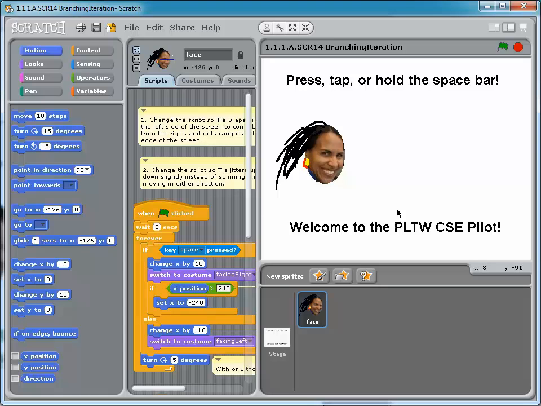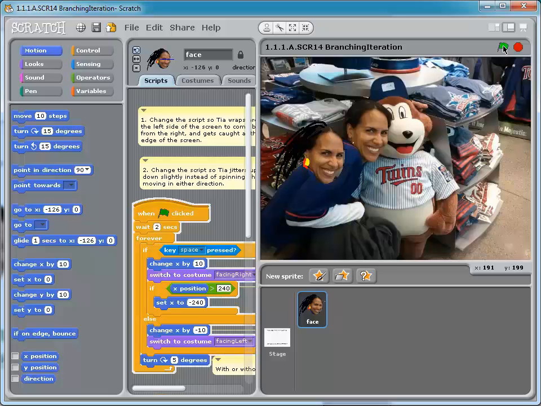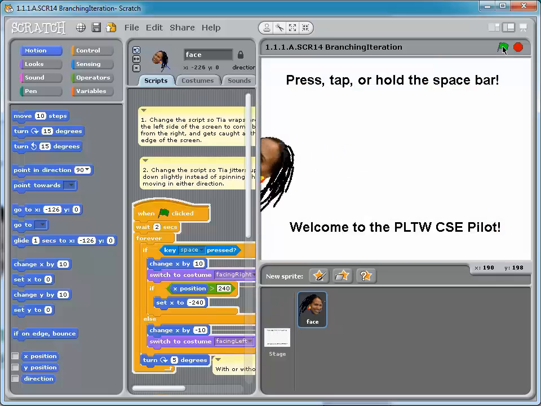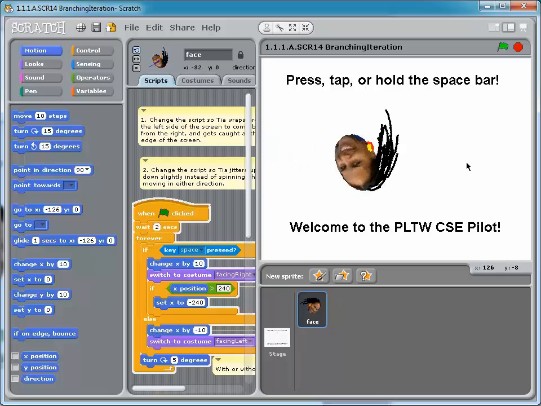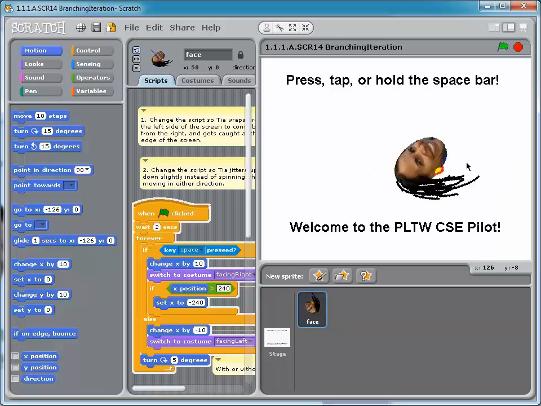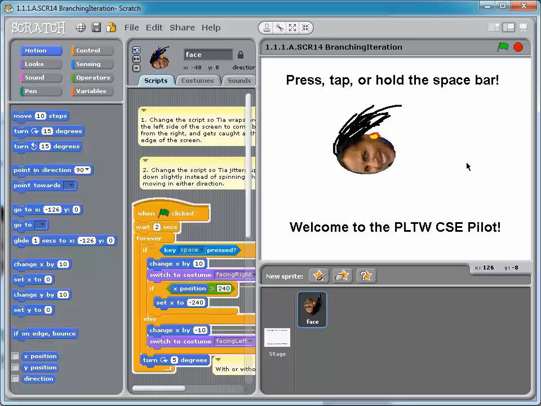This Scratch project has a welcome screen that says press, tap, or hold the space bar. And when you click the green flag, you briefly get a picture, and then that sprite zips off to the left. If I hold down the space bar, it comes back to the right and wraps around. And as soon as I let go of the space bar, it goes off to the left but gets caught there. What is going on? It's all in this script right here.